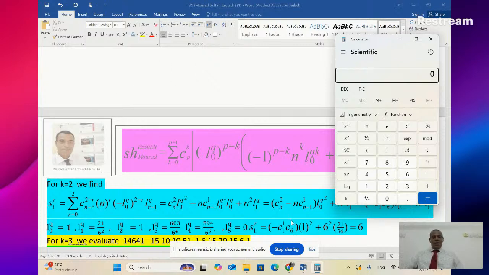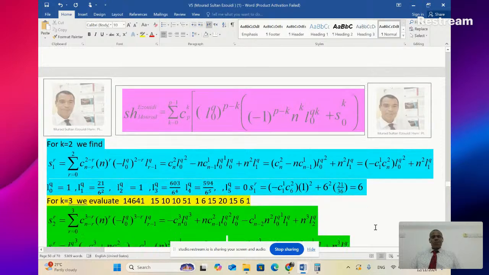So S1 is going to be: minus 1, choose 1 is minus 1, times combination 6 choose 2 is 15, times 1 squared, okay, plus 6 multiplied by 21 divided by 36, means plus 21. So this one, learners, is going to be equal to 6. Therefore, S1 here is going to be equal to 6.